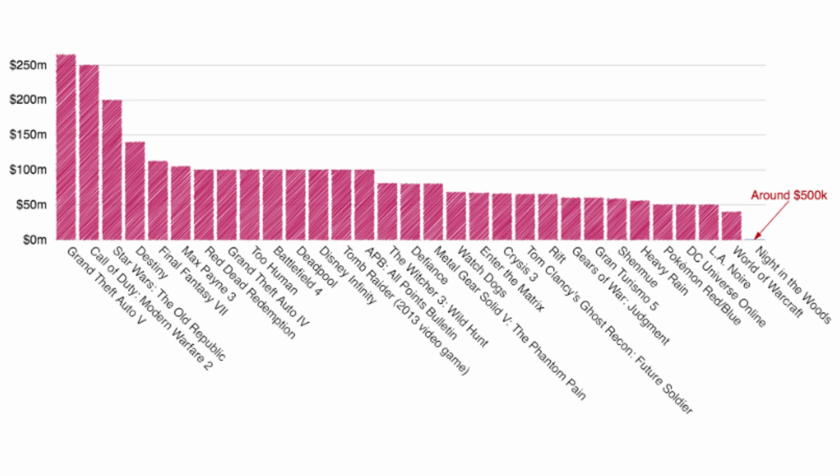This shows the top AAA releases based on their production costs, alongside an indie game on the far end, Night in the Woods. Night in the Woods being present gives you a great idea on just how large and arguably ridiculous the budgets are for these AAA games.